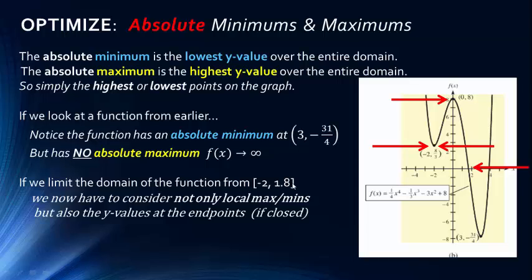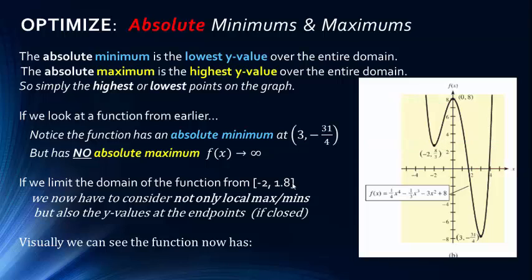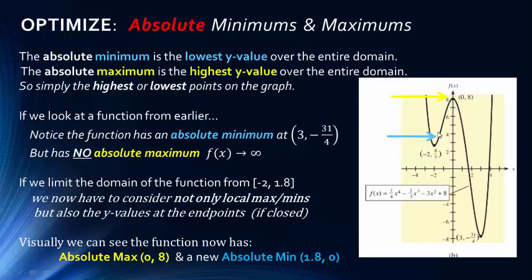Okay? So if you look at this function over that new domain, we can see that the absolute max was this point here at 0.8. But the absolute min is not at negative 2, our local min. It's actually at the endpoint, which is 1.8, because remember we're looking at the lowest y value, and this y value is lower than this one. So it's very important when you're looking for absolutes that you include the endpoints in your calculations. Find your critical values by setting the derivative equal to 0 and plug those back into the original function. But also plug the values of the endpoints into that original function.